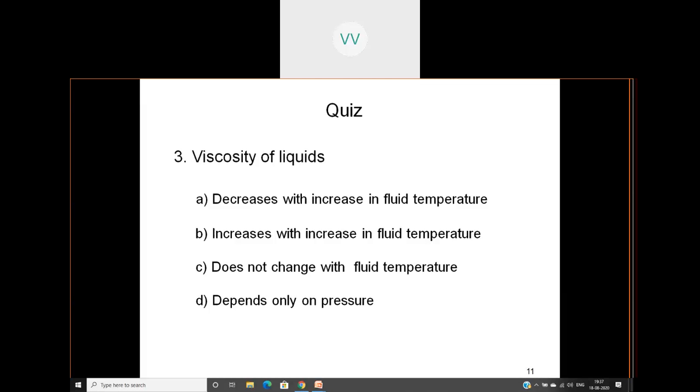So the other options are all ruled out. It does not change, this is not correct, and depends only on the pressure, this is not correct. The first option is correct. Let us check the answer. So this is the right answer. The color has changed. So the molecules get scattered and the viscosity comes down when you apply more temperature.